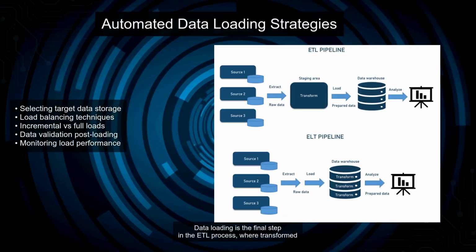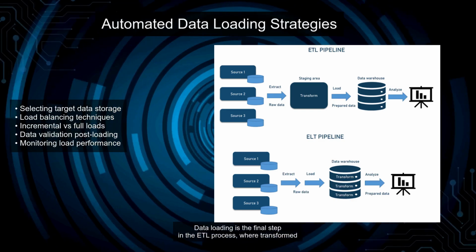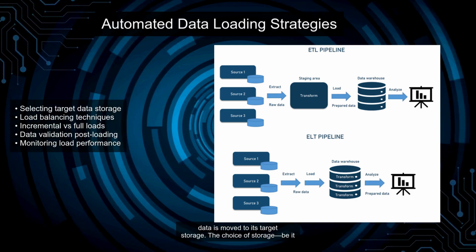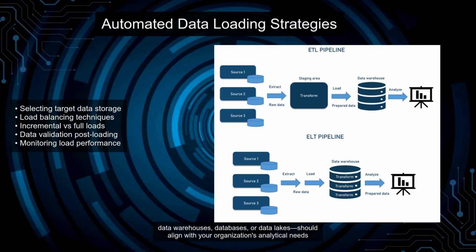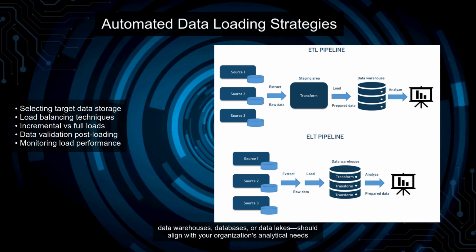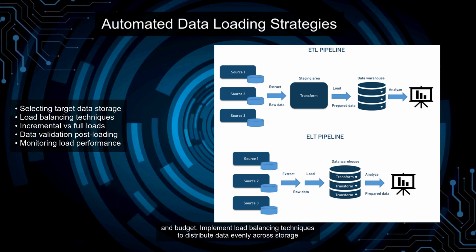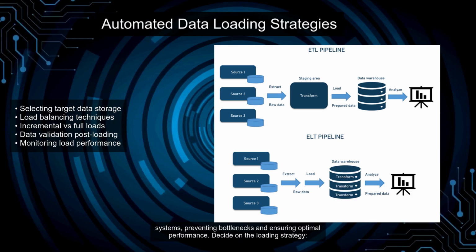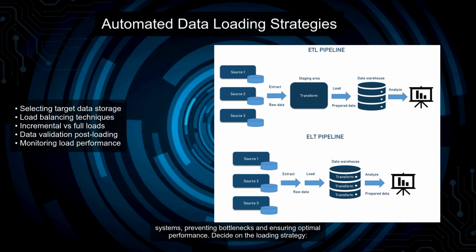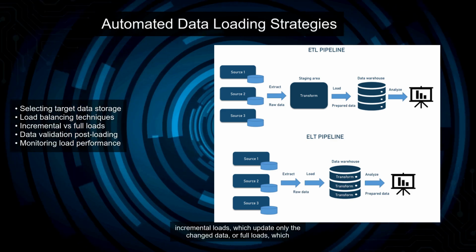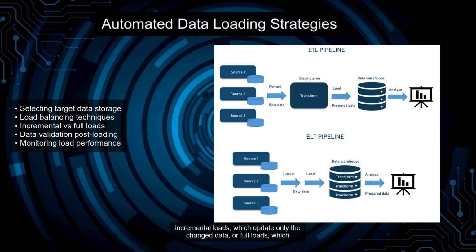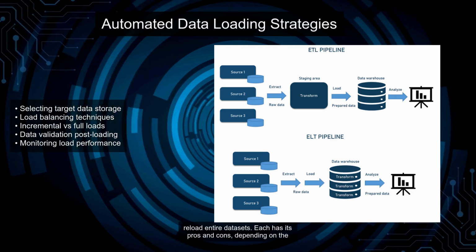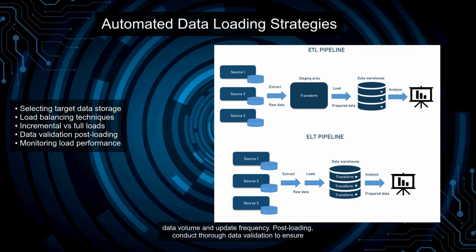Data loading is the final step in the ETL process, where transformed data is moved to its target storage. The choice of storage, be it data warehouses, databases, or data lakes, should align with your organization's analytical needs and budget. Implement load balancing techniques to distribute data evenly across storage systems, preventing bottlenecks and ensuring optimal performance. Decide on the loading strategy: incremental loads, which update only the changed data, or full loads, which reload entire datasets. Each has its pros and cons, depending on the data volume and update frequency.